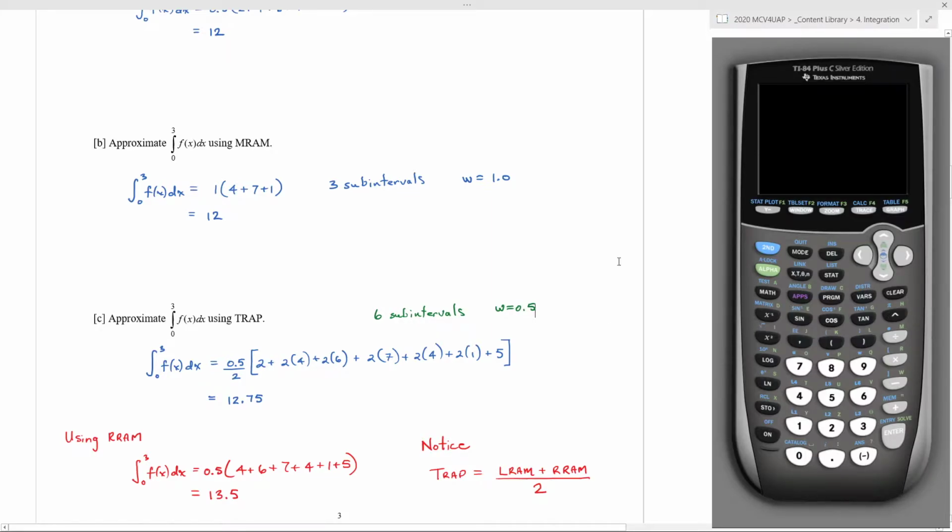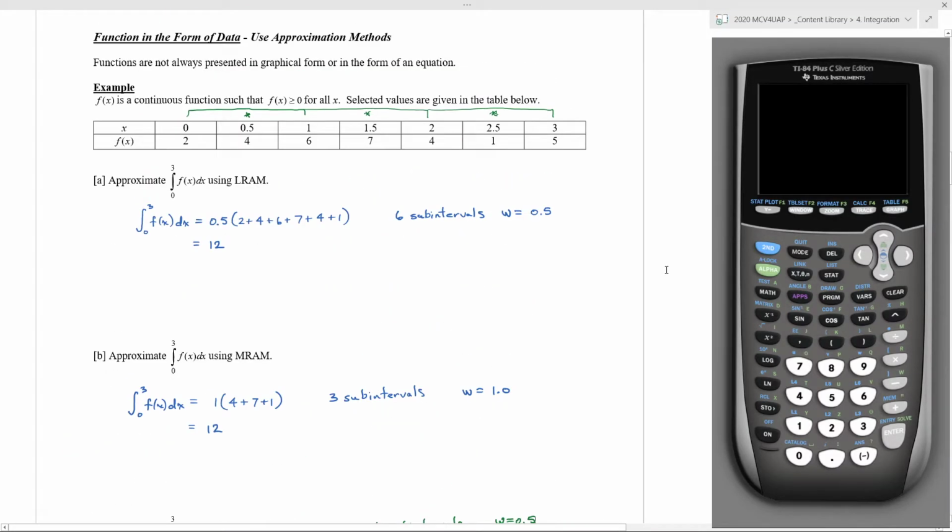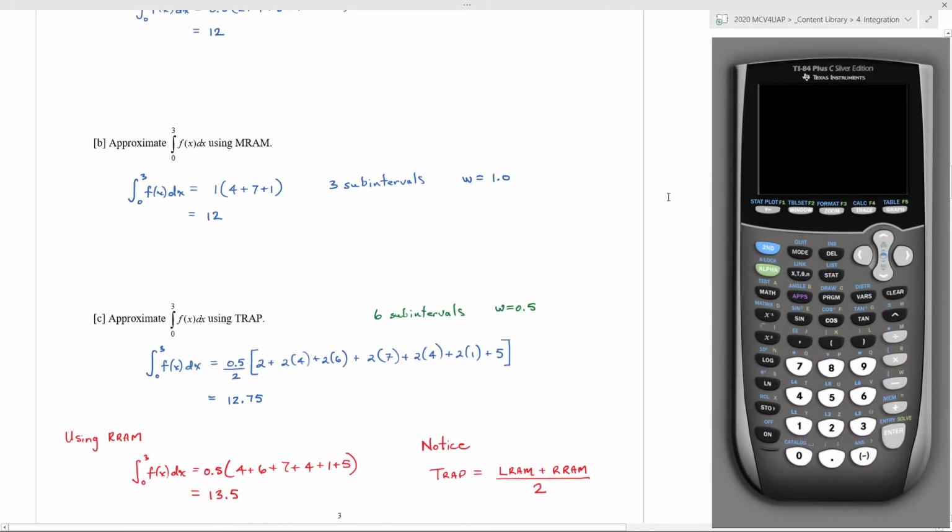So you can use any one of the 4 approximation methods to evaluate definite integrals, to approximate them when you're given a table of values. Any questions on any of that?